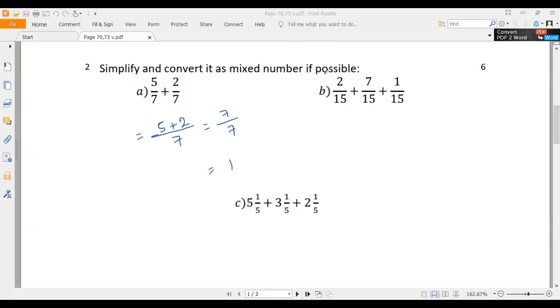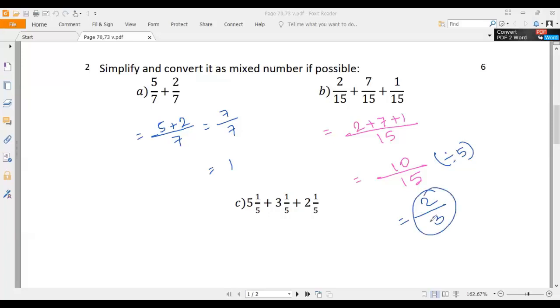Now number B. Number B says 2 by 15 plus 7 by 15 plus 1 by 15. Here, these are like fractions and every denominator is the same. So we have to just add the numerators. 2 plus 7 plus 1. 2 plus 7, that is 9. 9 plus 1, that is 10. 10 by 15. Look, we can divide both numerator and denominator by 5. Then what will we get? 5 2s are 10 and 5 3s are 15. So 2 by 3 will be the final answer of number B.